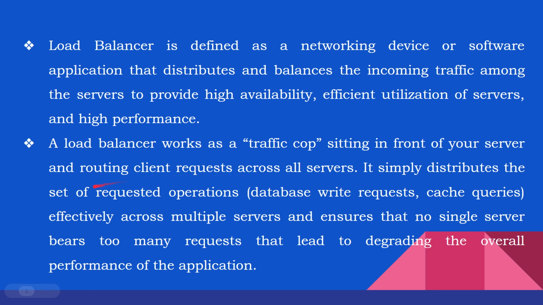It simply distributes the set of requested operations, which may be a database write request or cache queries. Cache queries are nothing but we have some data in the cache memory, and that can be queried, that is, questioned with any queries, effectively across multiple servers. It ensures that no single server bears too many requests, which would degrade the overall performance of the application. So it regulates the traffic across the servers, just like a traffic police who controls the traffic on the road.